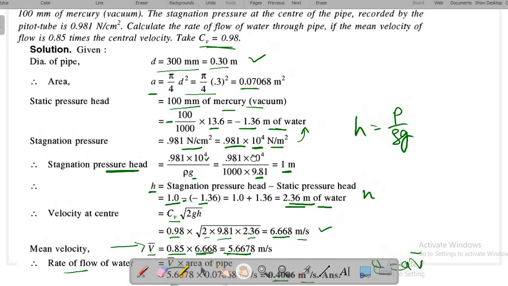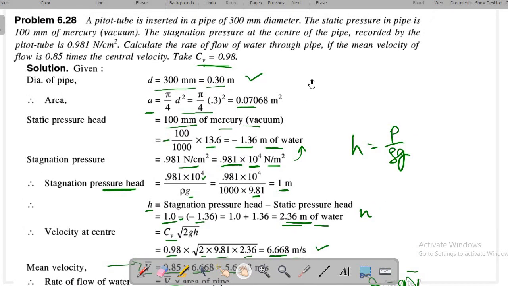The same pitot tube will be used to find the discharge also. Here the concept is changed. We will calculate the central velocity or velocity. From the velocity we are going to calculate discharge. Q is equal to A into V. Okay, so this is what we have, the problems on pitot tube.